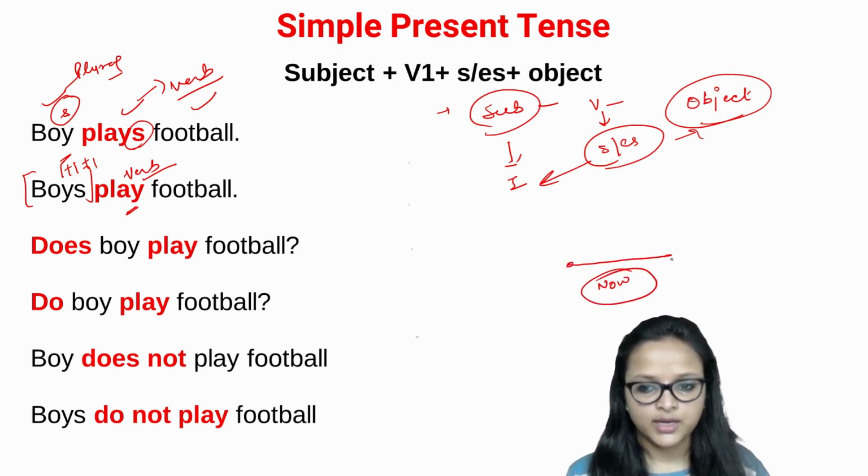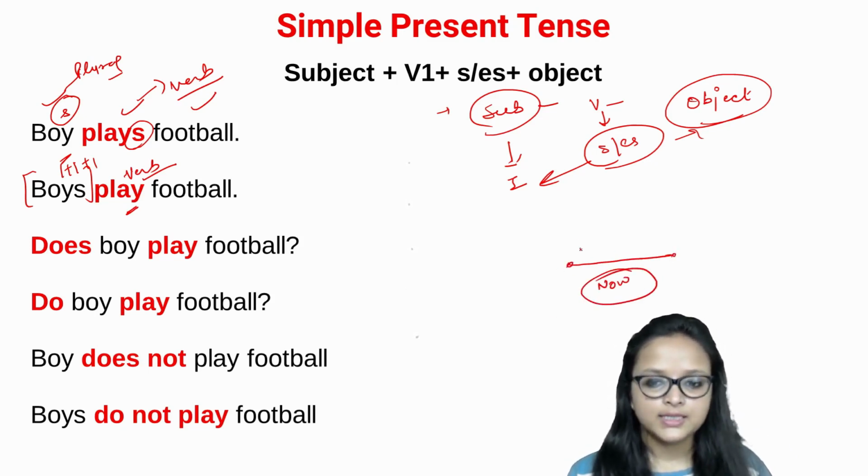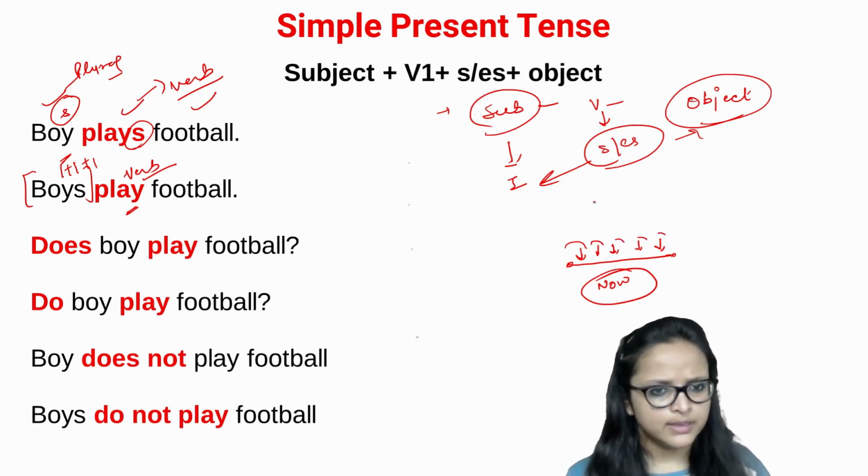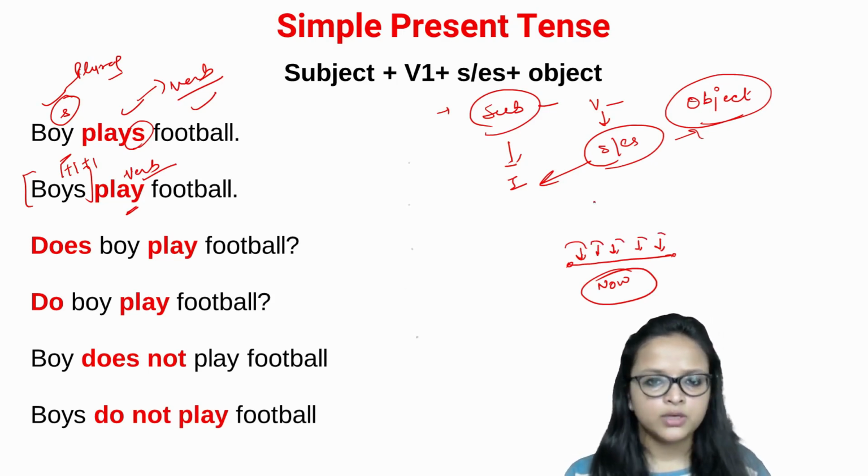This is your timeline of present. And this simple present tense happens at regular intervals. It means you perform this activity on a daily basis. For example, I upload a YouTube video every day.